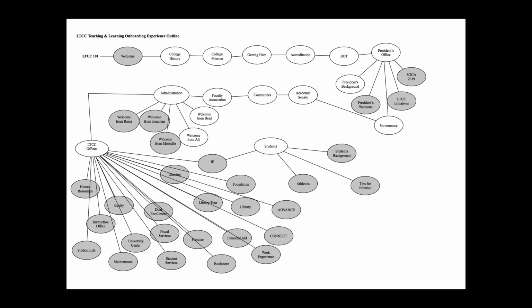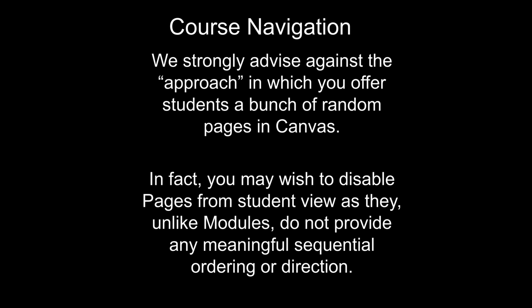We strongly advise against an approach, by the way, in which you offer students a bunch of random pages in Canvas. If you go to the Pages feature in Canvas, it's not really set up with any rhyme or reason. I believe it's actually alphabetical. Or it might be based on the date of creation. It just gives you all these pages on a big long list. Well, there's an order to things.